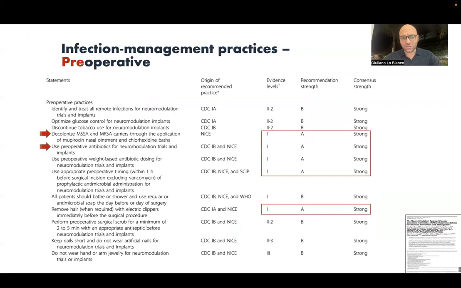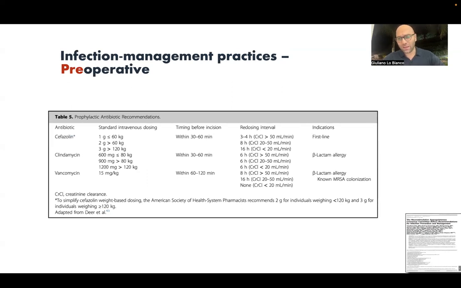The infection management practice. Regarding the preoperative time, we have to decolonize against MRSA, or use preoperative antibiotics for neuromodulation trials and implants, with weight-based antibiotic dosing and an appropriate preoperative time, such as 1 hour to 30 minutes for, for example, cefazolin, and remove hair just right before the surgical procedure. And of course, once again, we can use cefazolin. Usually it is the most commonly used. Cefazolin 2 grams 30 minutes before the incision, or you can use clindamycin or vancomycin if the patient is allergic.